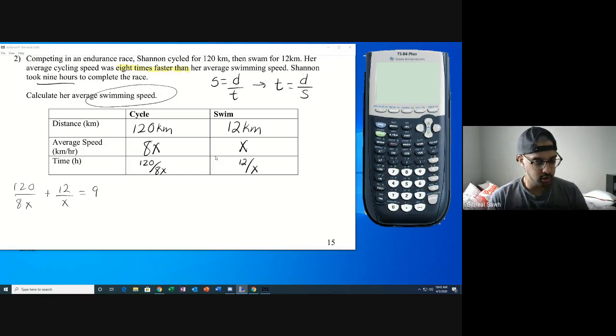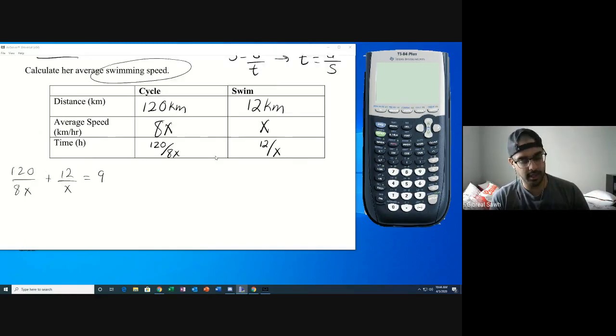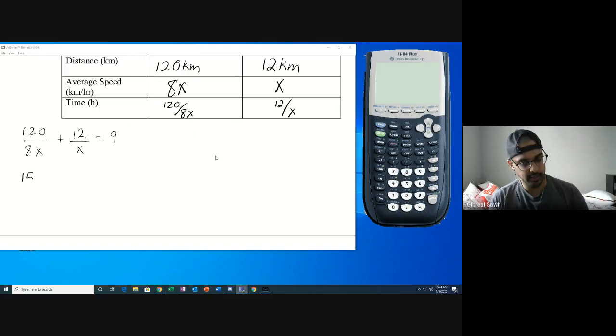Okay, you could reduce the initial fraction, that 120 over 8x. You could make it lowest terms here if you'd like. Now what that would do for you is pretty much ensure that you've got common denominators, since one of them is 8x, the other one is x. If you take 120 and divide by 8, actually reducing that fraction, you're going to get 15 over x plus 12 over x, and that's going to be equal to 9.